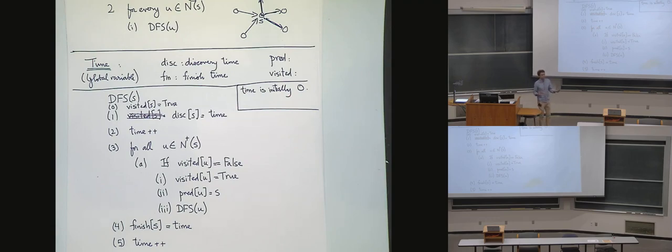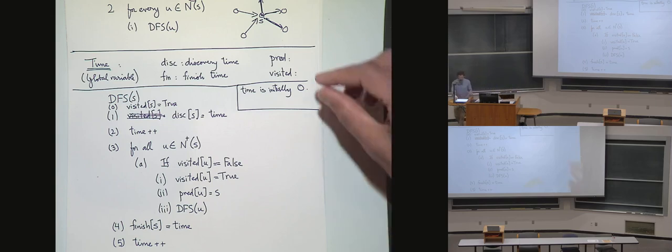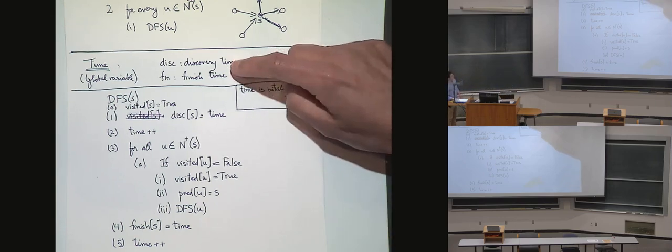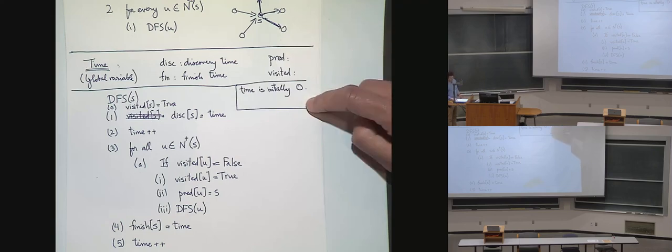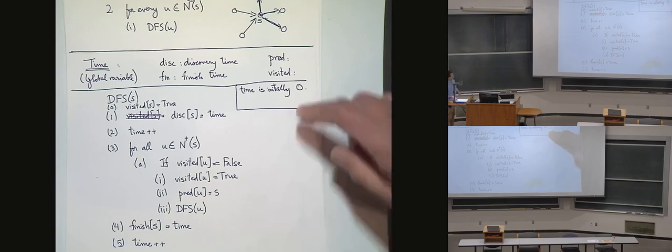The idea is just saying that it's even simpler than BFS where you maintain a queue, right? You just look at your neighbors and visit them recursively. That's it. But the output are all of these arrays: discovery, finish, predecessor, visited. There's also this global variable time.